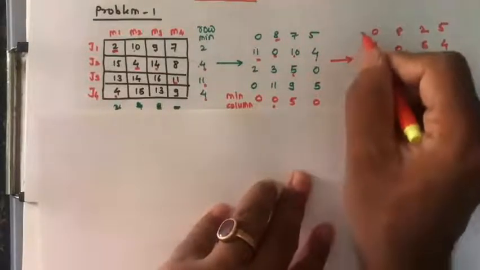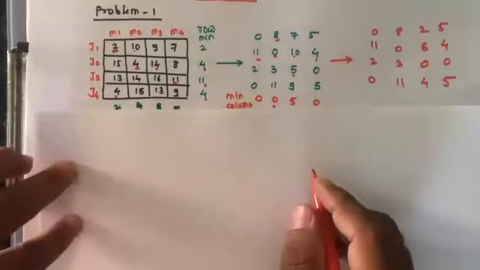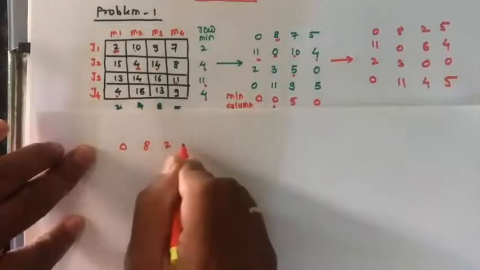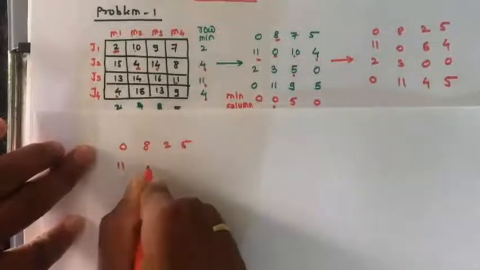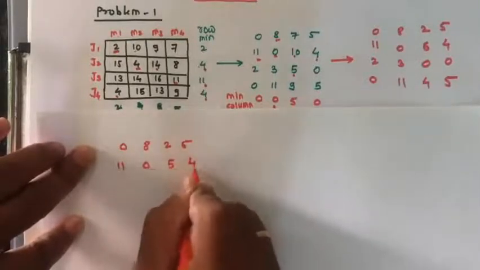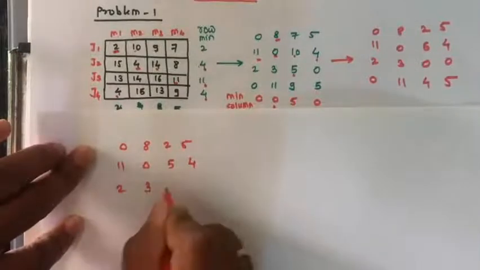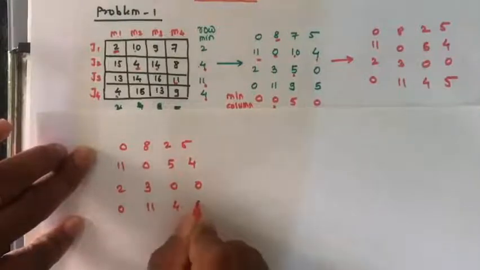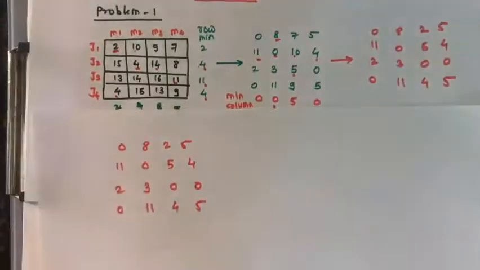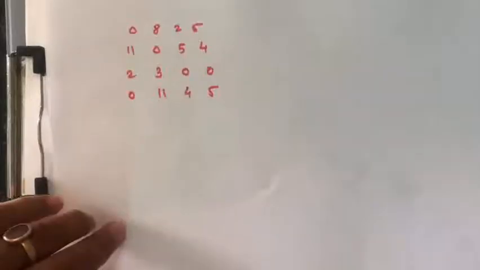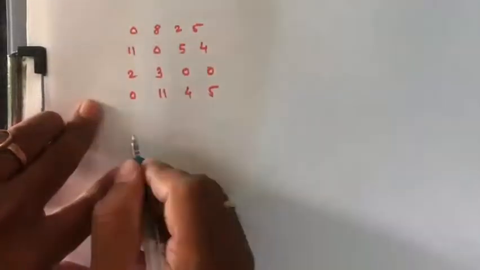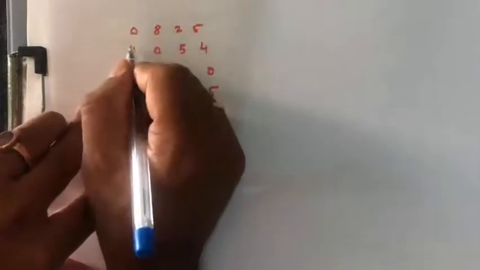I write down the matrix again here: 0, 8, 2, 5, 11, 0, 5, 4, 2, 3, 0, 0, 11, 4, 5. So this is our matrix after the second step. Now we have to cover the zeros.